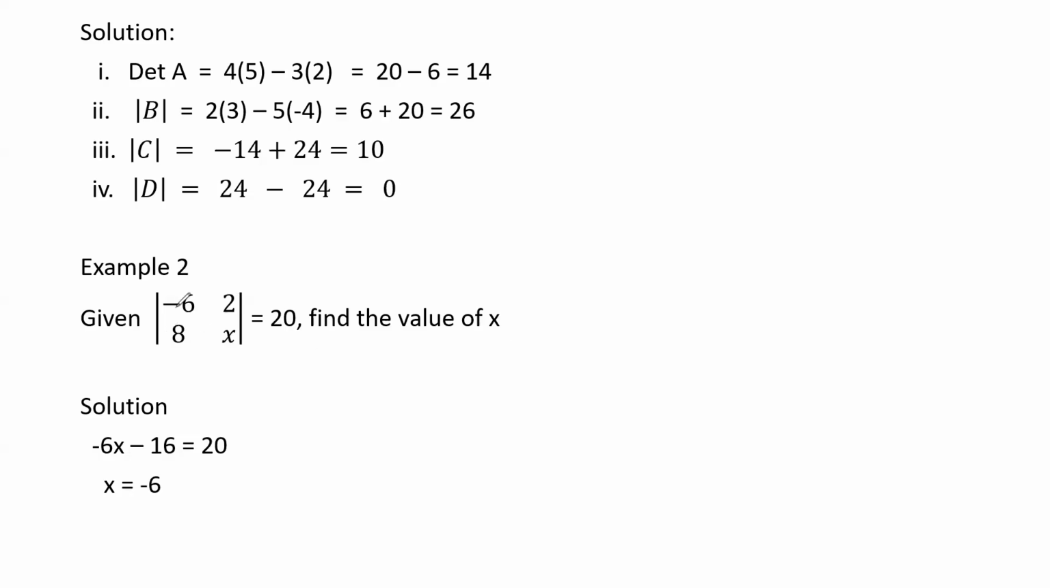Negative 6, 2, 8x. You see, I'm calling them one by one because every number there stands for its own. Negative 6, 2, 8x is equal to 20. Find x. So we can just find the determinant here. Multiply negative 6 by x, we get negative 6x, minus 2 by 8, we get 16. That will be equal to 20. Very simple. Therefore, we can make x the subject from this equation and get x is equal to minus 6.